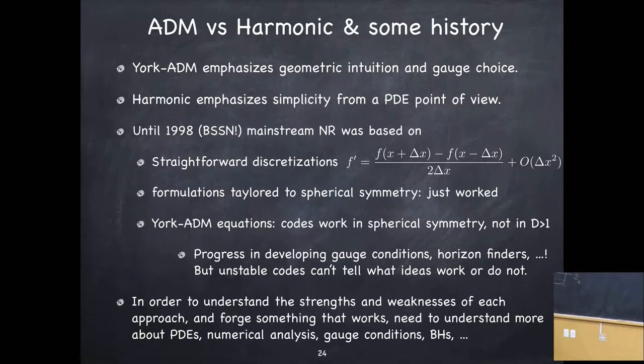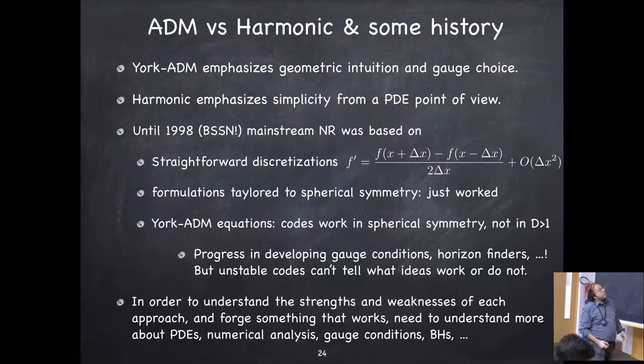So this is just a brief historic remark. For most of the history of numerical relativity, people basically used these standard 3 plus 1 decomposed equations in a form which is called York-ADM, which emphasizes geometric intuition, how you choose your lapse and shift, whereas the harmonic formulation really emphasizes simplicity from a partial differential equations point of view. Other formulations, that we'll get into tomorrow, came later. Basically, people took mostly this version here, with very straightforward, second order, the most basic discretizations.